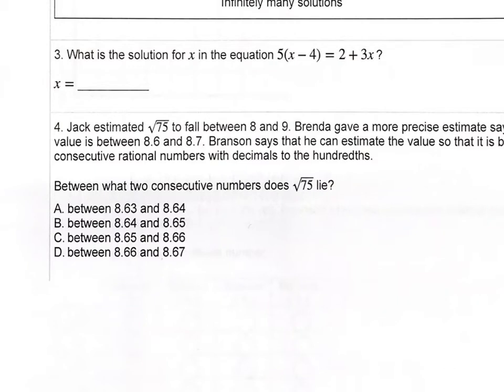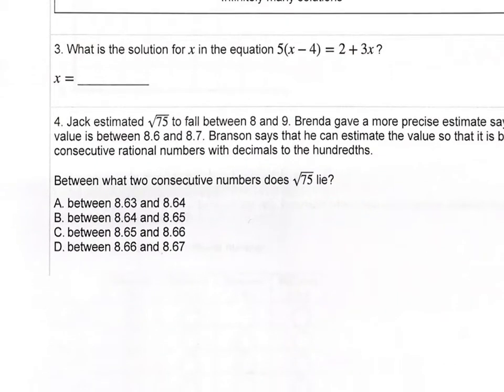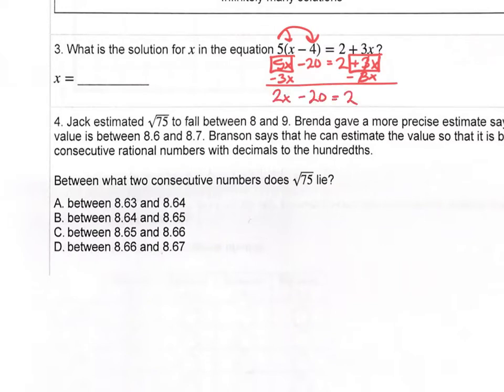Number 3, what is the solution for x in this equation? We're going to start with the distributive property. 5 times x is 5x. 5 times negative 4 is negative 20. Equal 2 plus 3x. I'm going to get rid of one of these x terms. I've got one on each side of the equation, so I'm going to get rid of 3x. I end up with 2x minus 20 equal 2. And I'm going to rewrite it over here where I have space.